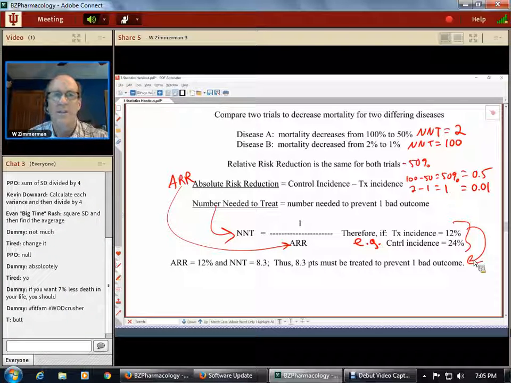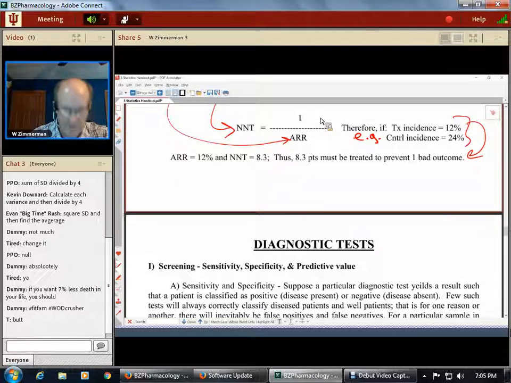Your book has an interesting example of a statin. It's a large number of people that need to be treated with a statin to prevent a bad outcome. At least the statins are mostly off of patent now, but when they weren't, it's like, this is a lot of money. So the example with pravastatin in the book.